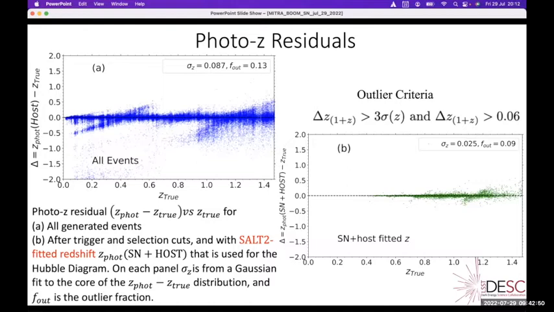On each panel, the sigma that you see is from a Gaussian fit to the delta Z, which is the Z photo minus Z true distribution. And as you see on the label, the F out corresponds to the outlier fraction. This is what you see as the criteria for that.